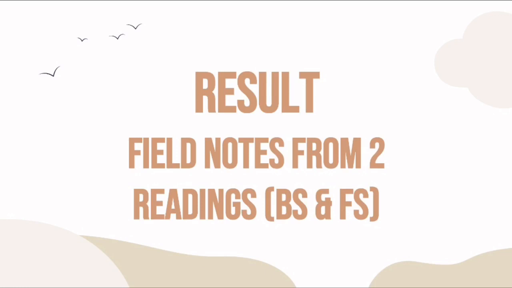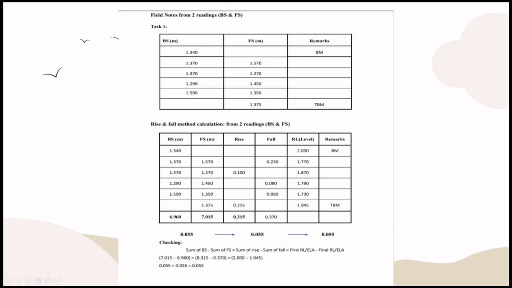Result for field notes from 2 readings, BS and FS. From doing this levelling lab, we get field notes from 2 readings, which are backsight and foresight. For the backsight in meters, we get 1.34, 1.37, 1.37, 1.29 and 1.59. And for the foresight, we get 1.57, 1.27, 1.45, 1.35 and 1.375.